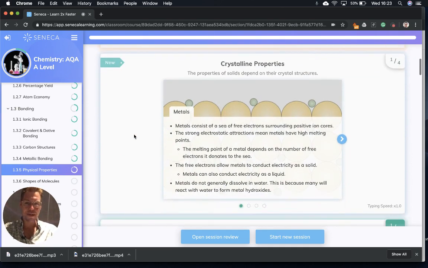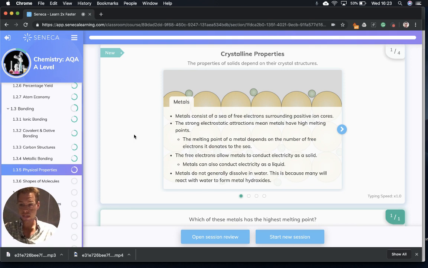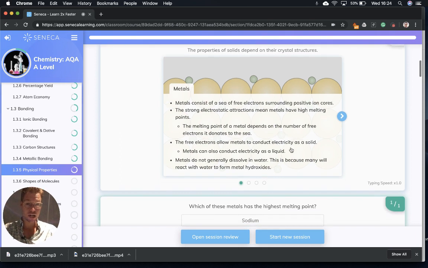Next, we're going to go over some properties now. The properties of solids depend on their crystal structures. So we're going to start with metals, and this is covered in metallic bonding, but we're going to consolidate it here. Metals consist of a sea of free electrons surrounding positive ion cores. The strong electrostatic attraction means metals have high melting points. The melting point of a metal depends on the number of electrons it donates to the sea. The free electrons allow metals to conduct electricity as a solid. Metals can also conduct electricity as a liquid.